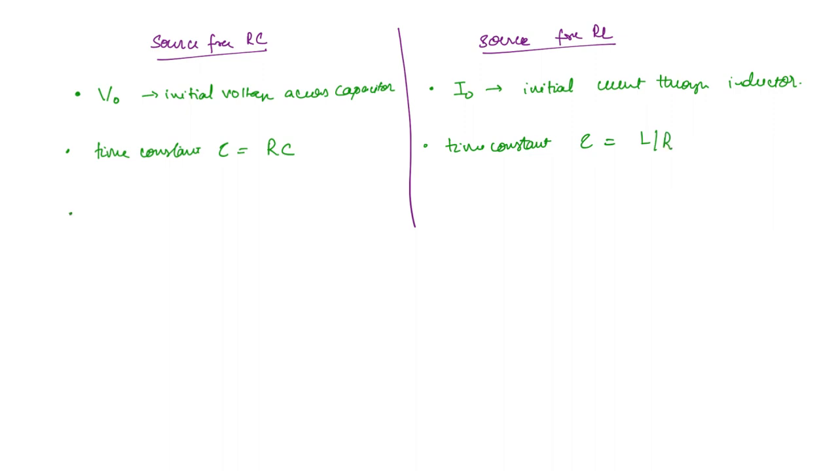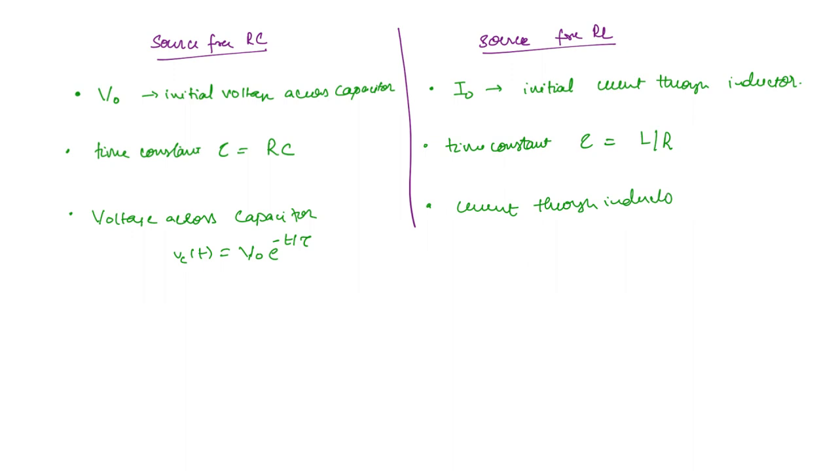So now here the voltage across capacitor Vc of t is given by the initial value, which is V0, into e to the power minus t by tau, the time constant. And what about the current? Here we need current. Current through inductor is given by I of t is equal to I0 e to the power minus t by tau. So you can write L here to indicate that it is the current through the inductor.